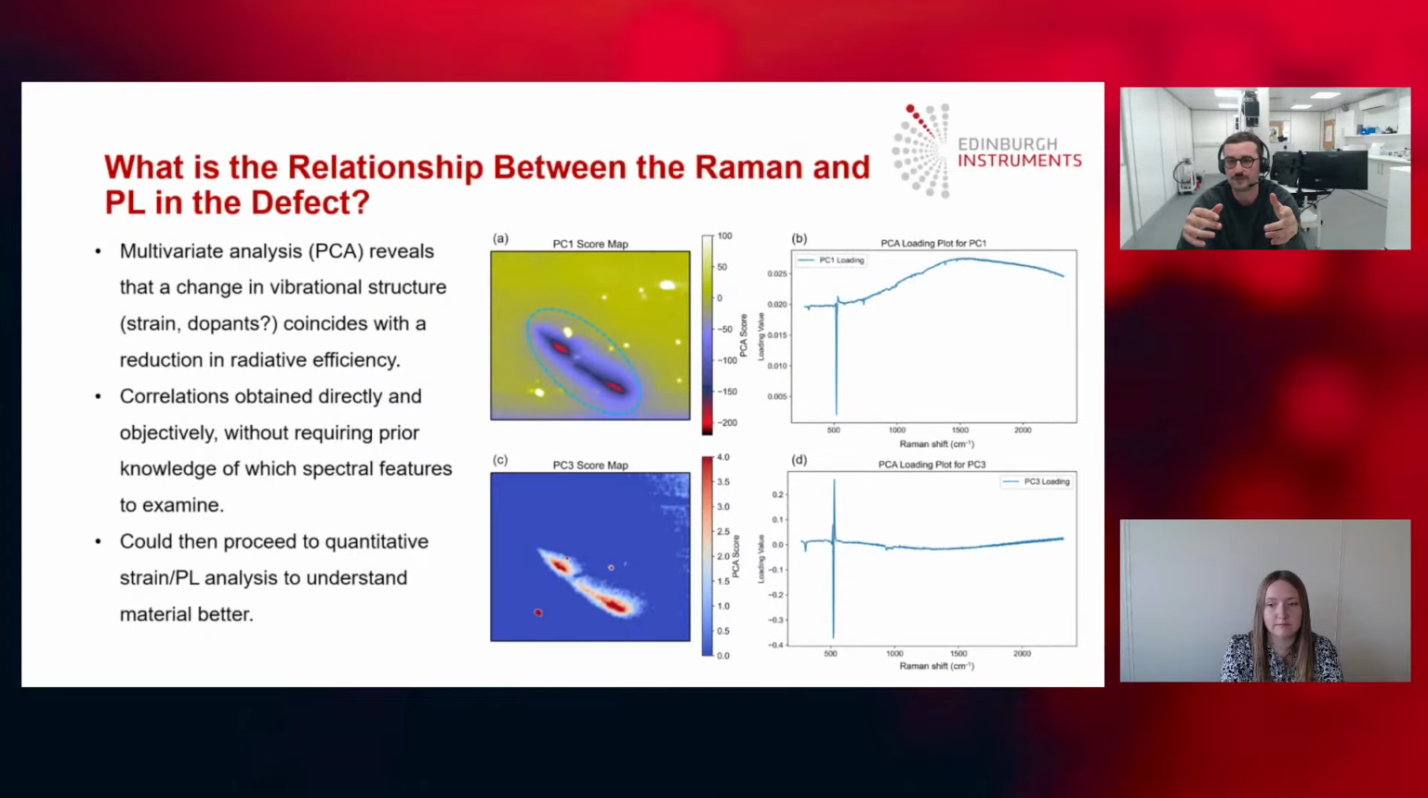So here, PCA combined with simultaneous Raman and PL has given us both a direct and objective correlation between Raman and PL, and that doesn't require us to have prior knowledge of what spectral features to examine beforehand. This is kind of exploratory, but with this we could then proceed to do quantitative strain or recombination analysis to understand the material a bit better.